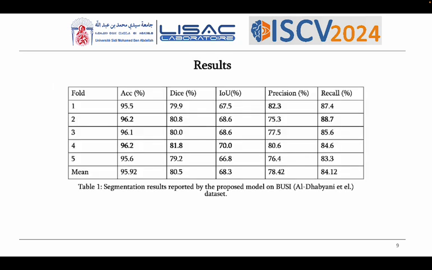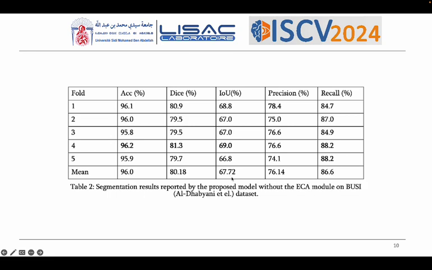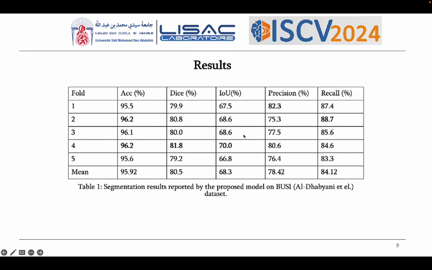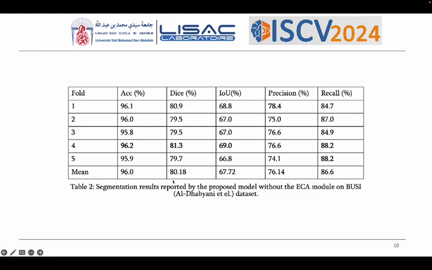As for the results, in table 1 we have the segmentation results reported by our proposed method when it's trained on the BUSI dataset, the first dataset. As we can see here, we performed the 5-fold cross-validation, and for the mean we have 80.5% in terms of dice coefficient, and 68.3% in terms of intersection over union coefficient.